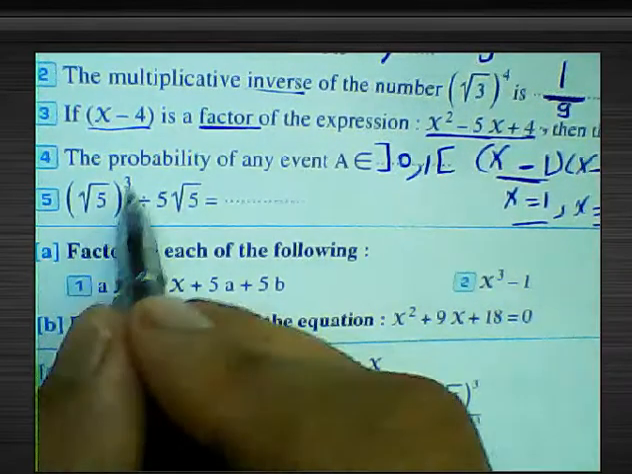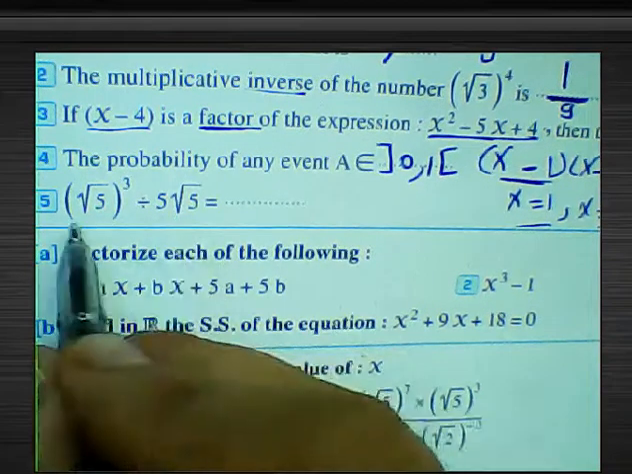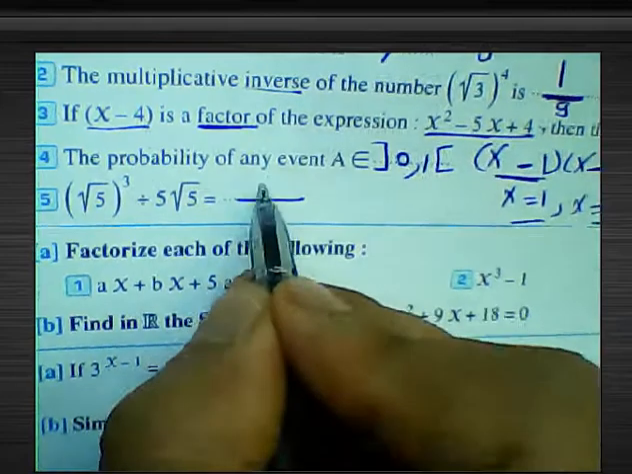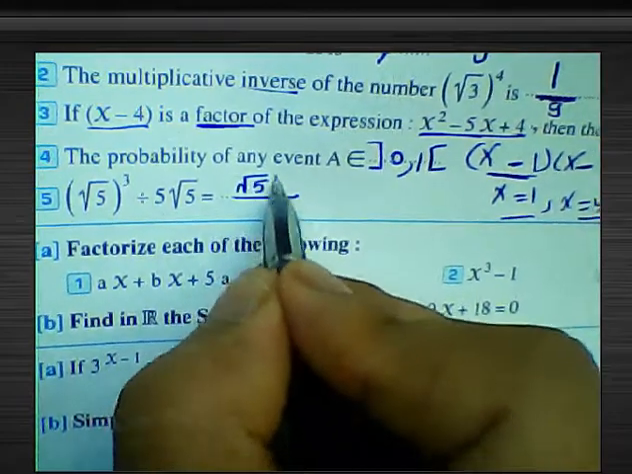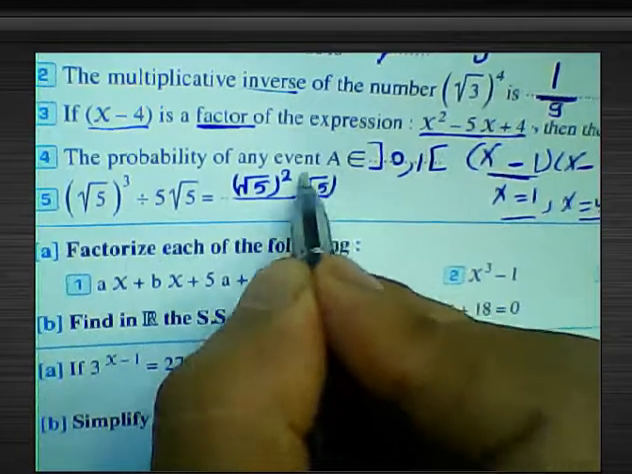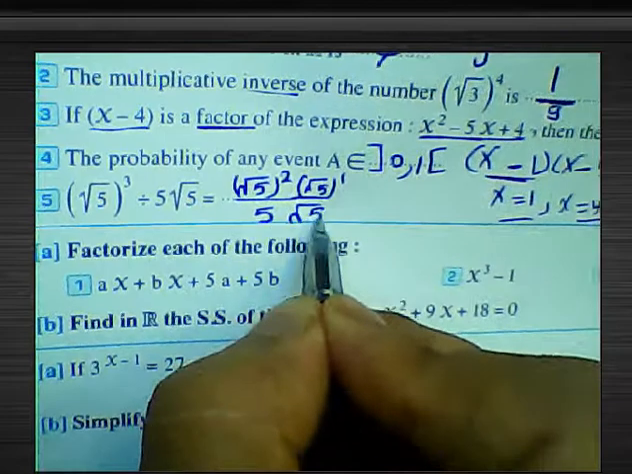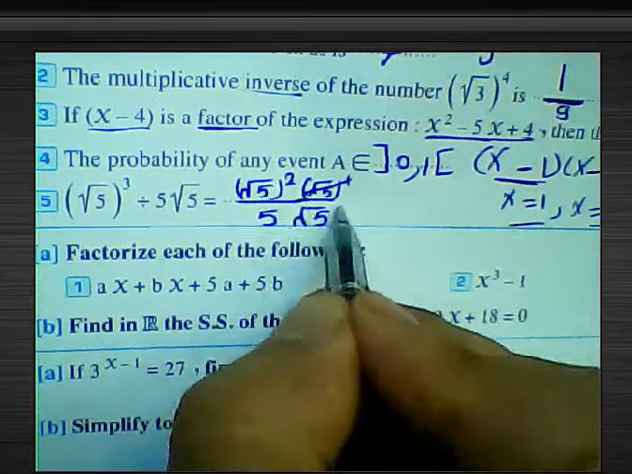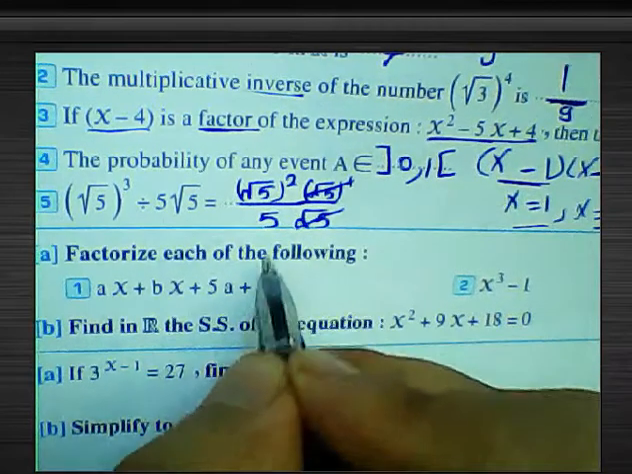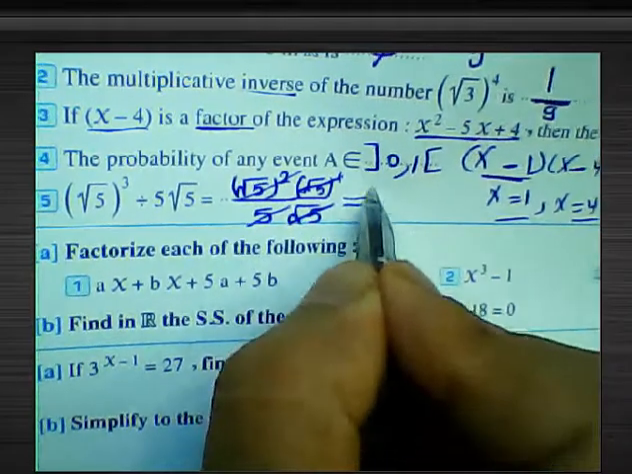Root 5 power 3 divided by 5 multiply root 5, we can find the result here. Root 5 power 2 multiply root 5 power 1, and we can write 5 multiply root 5. Root 5 we can cancel with root 5, and 5 root 5 power 2 equal 5. 5 divided by 5 equal 1.